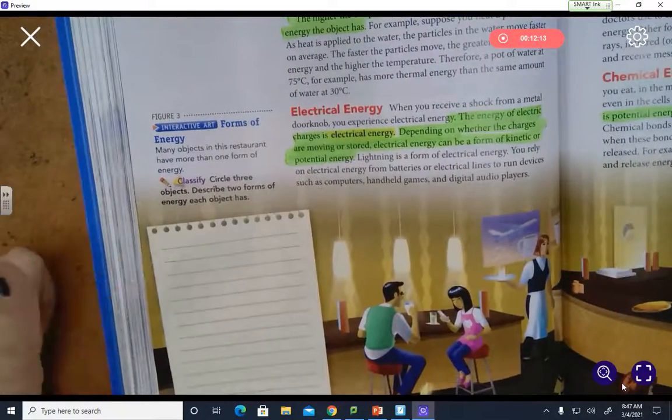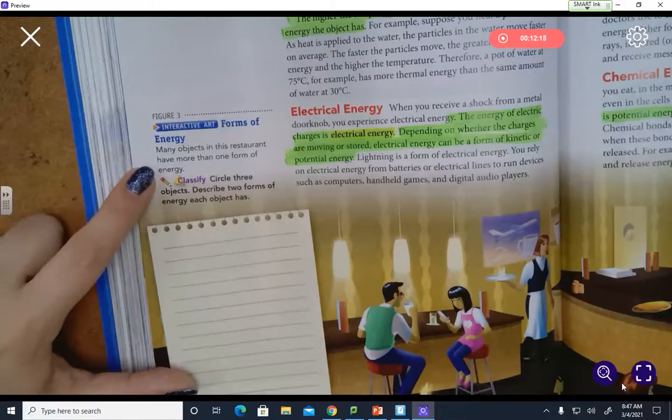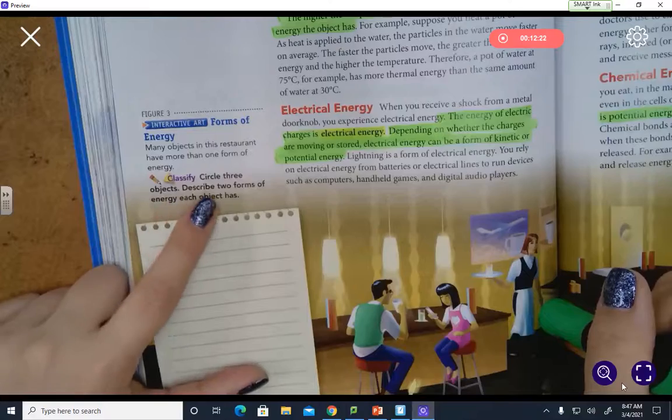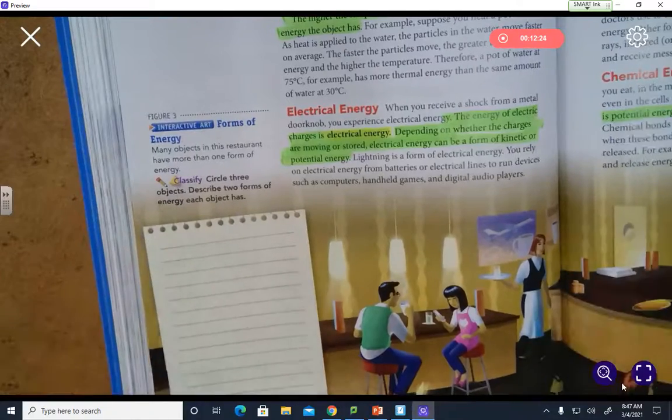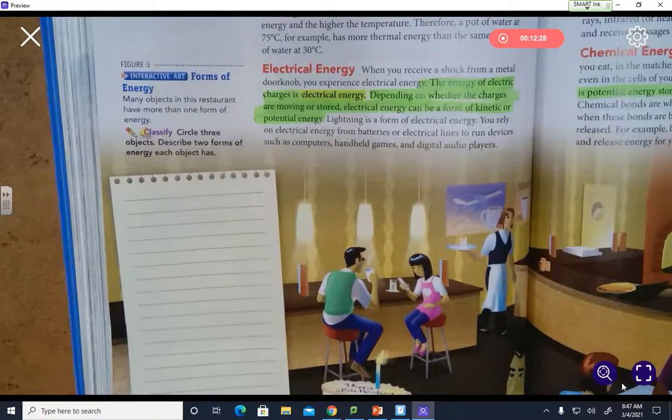All right, I want you to answer this last question over here. It says, forms of energy. Many objects in the restaurant have more than one form of energy. It says, circle 3 objects. Describe 2 forms of energy each object has. So go ahead, take a minute, do that. When you're done with that, you're done for the day. That's all you had to do today.